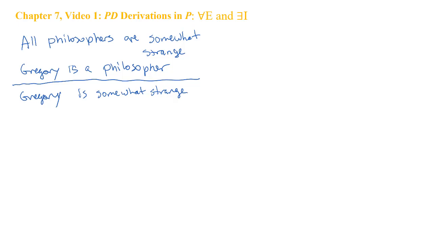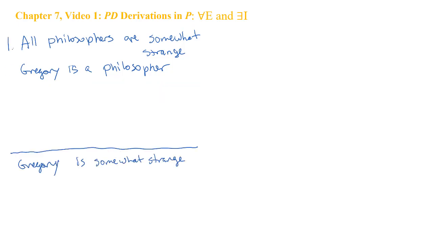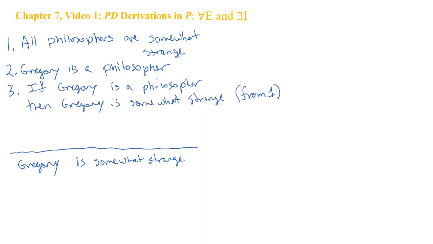Now, how could we reason this out in a way which is painfully logically clear, to make sure that we can demonstrate the validity of the inference? Well, consider this. Suppose we number the premises and add an intermediate step. Given that premise 1 says all philosophers are somewhat strange, then we know in particular that if Gregory is a philosopher, then Gregory must be somewhat strange. What we've done here is, from the universal claim in premise 1, we've inferred a particular instance of that, from all philosophers are somewhat strange to applying that to me, Gregory. So if Gregory is a philosopher, then Gregory is somewhat strange.